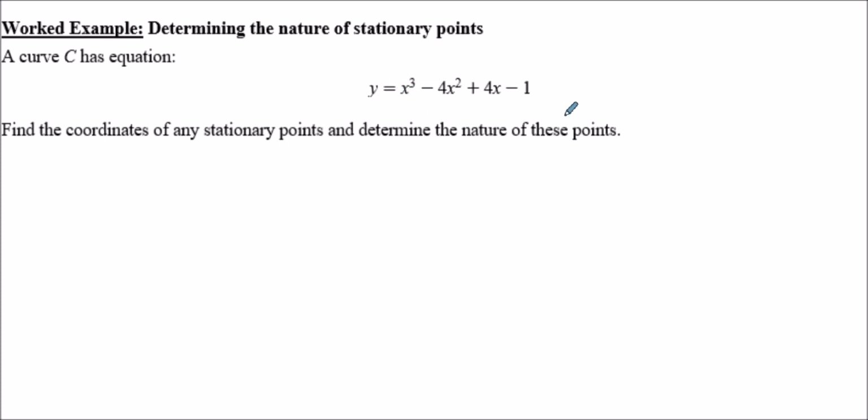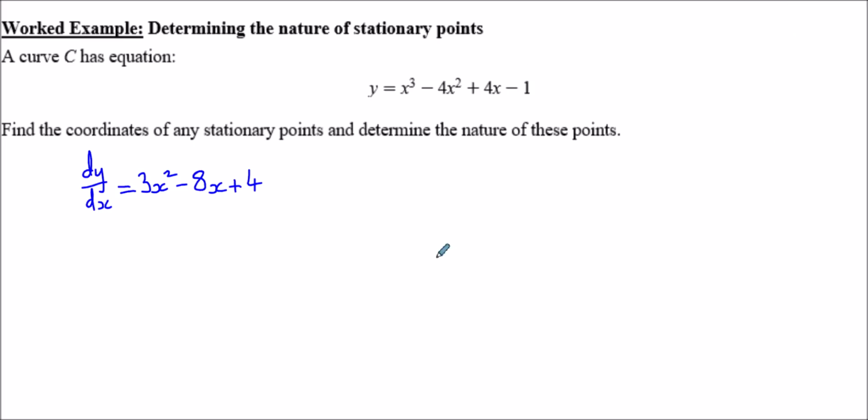However, just think about warm-up question 1. So if we were to do dy by dx, we'd get 3x squared minus 8x plus 4. I'm not going to go any further right now. Just think about warm-up question 1 if you can, and if you want to, just refer to warm-up question 1 now.